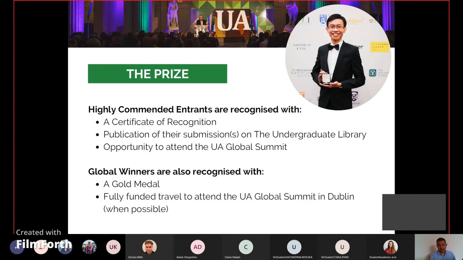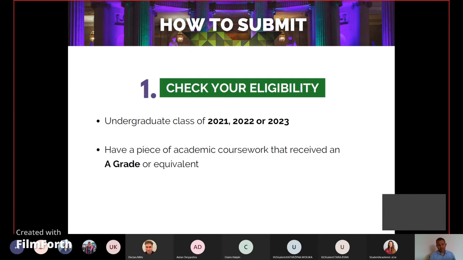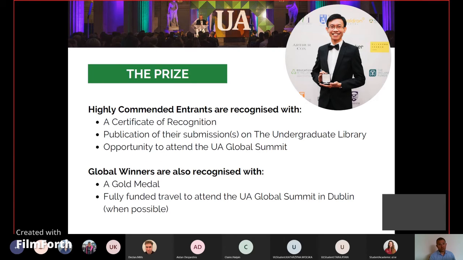The summit is a wonderful way to meet other students and share your work. You get the opportunity to present your paper in person at the summit, and get some questions from people from different disciplines and different countries who would be interested in what you've got to say. So it's a great opportunity.